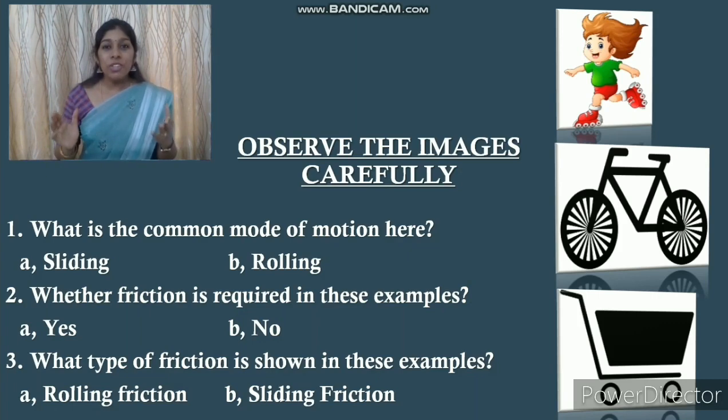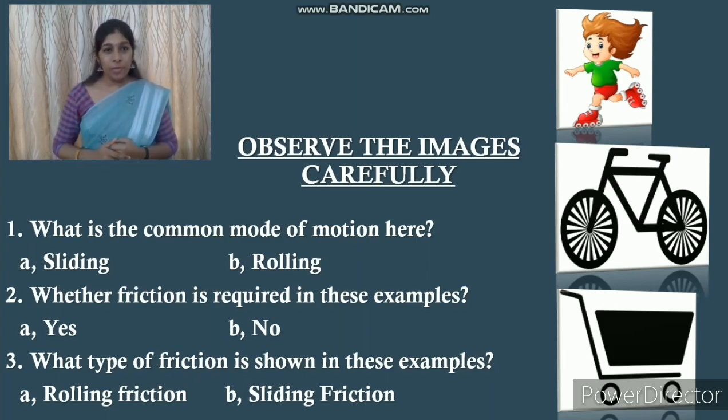Children, observe the images carefully. What are the different images shown here? The child roller skating. Second one, the wheels of the bicycle. Third one, it's a trolley. These three images I think you are familiar with. Right. Okay, let's answer the questions shown here.